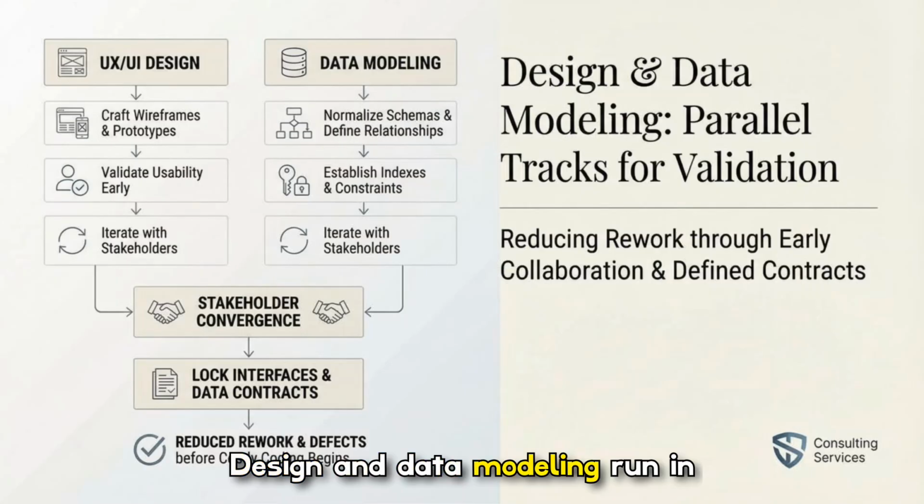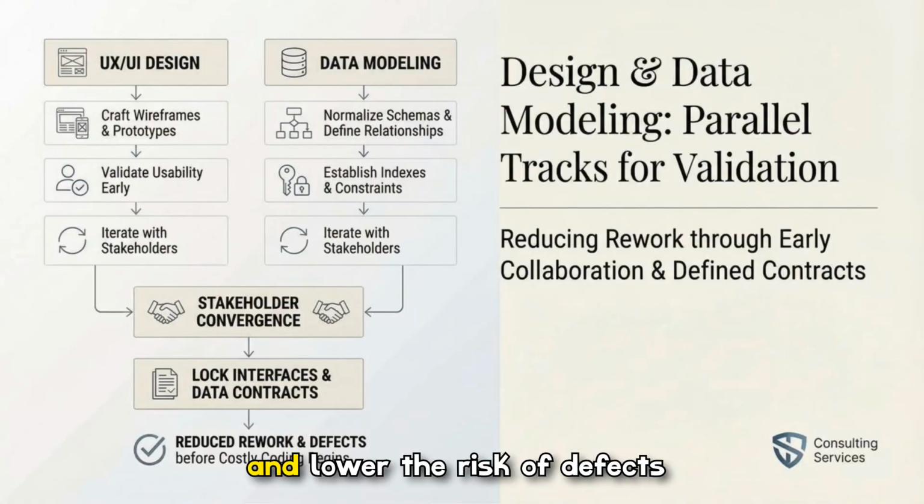Design and data modeling run in parallel to validate assumptions early. UX teams craft wireframes and prototypes, while data teams normalize schemas and define relationships. Both tracks iterate with stakeholders to converge on interfaces and data contracts, locking expectations early to reduce coding rework and lower the risk of defects down the line.